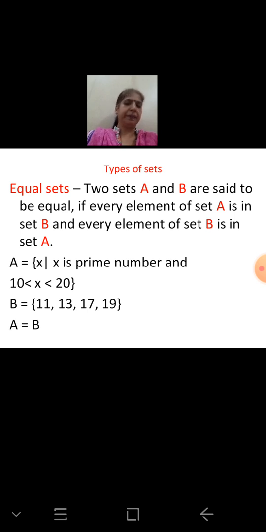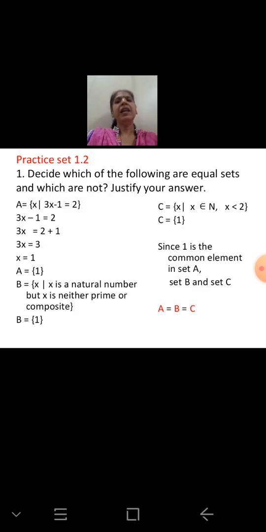Every element is the same. Now let's start with practice set 1.2. So are you all ready with your notebook? Maintain one notebook and write in that. If not, quickly get your books and pen. First question. Decide which of the following are equal sets and which are not. Justify your answer. So first we are going to decide, and for that we have to show the steps, the reasons.